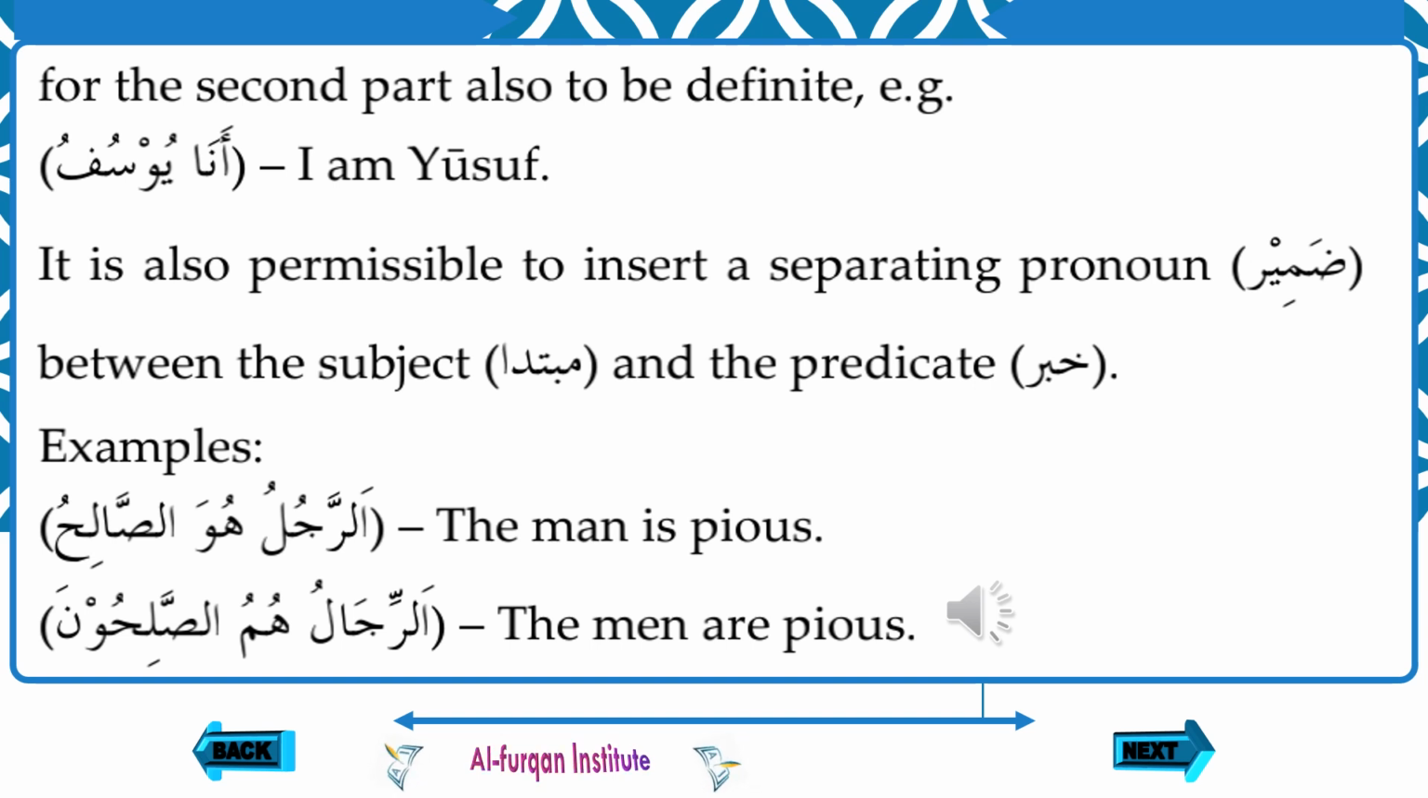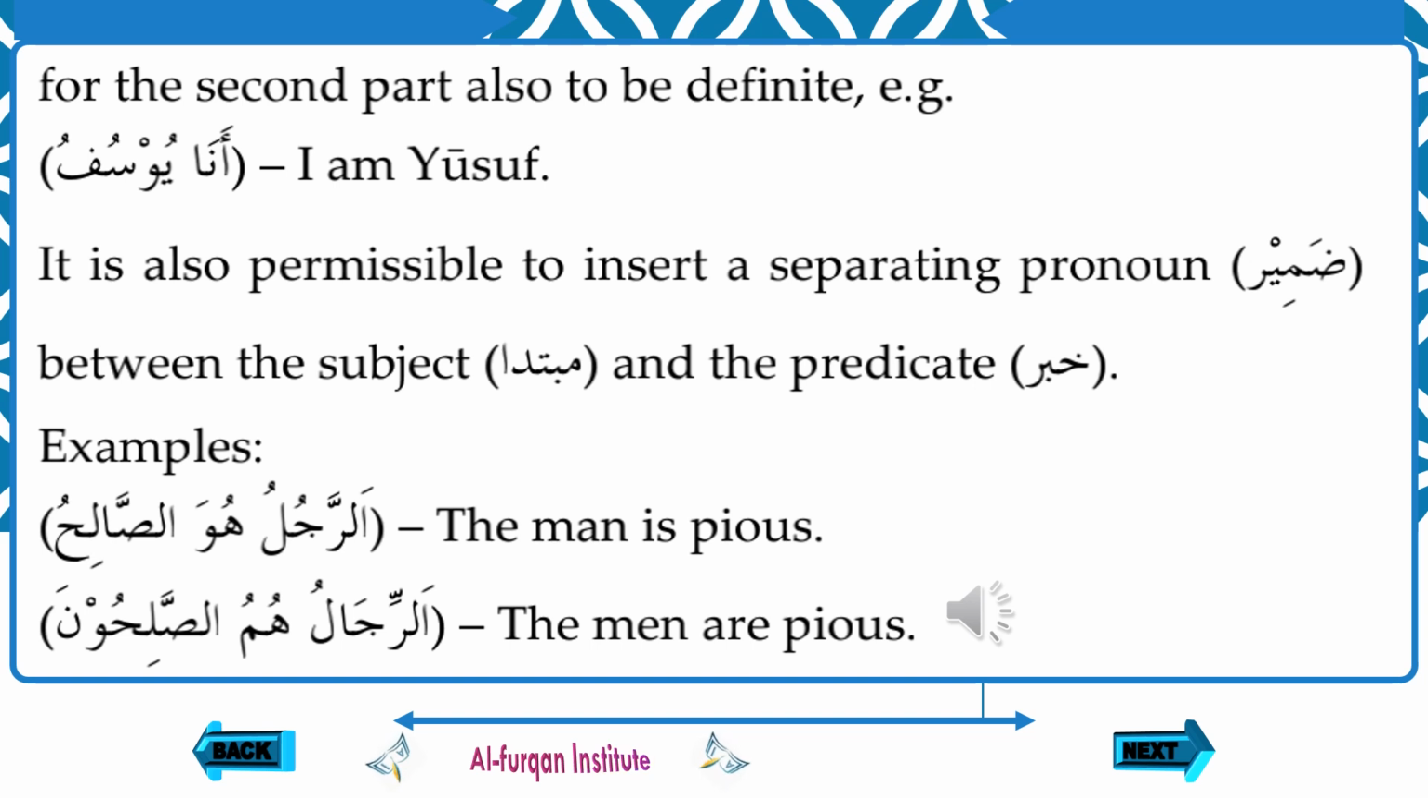So ar-rajulu, the man, is the mubtada, huwa, he, is the domir, a separating pronoun, and as-salihu, the pious, is the khabar. Likewise, ar-rijalu hum as-salihun: the men are the righteous. Ar-rijalun, the men, is the mubtada, hum, they, is the domir, and as-salihun, the pious ones, is the khabar. This pronoun is not necessary, but helps emphasize or distinguish between two definites.